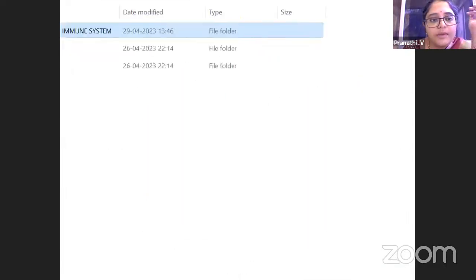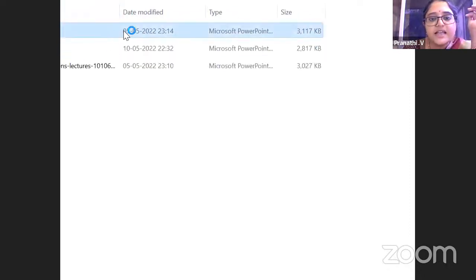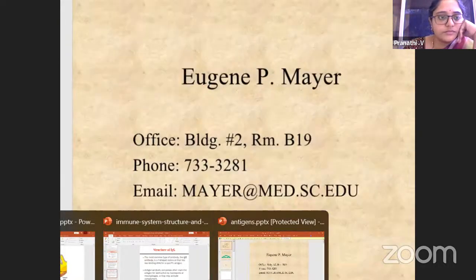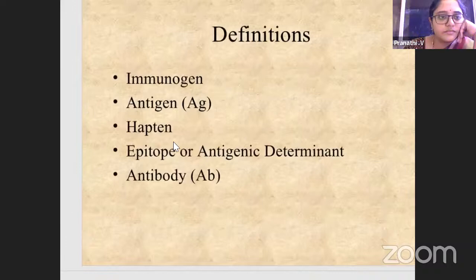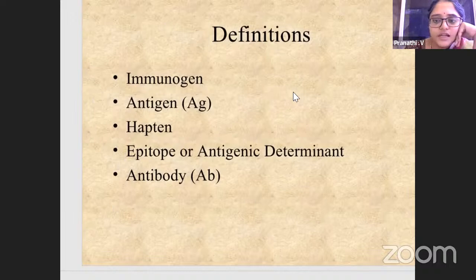Now I want to talk about basic antigens. We have antigens right now, so I will list it. When it comes to the definition of antigens, we see that antigens have different kinds. They are known as haptens, epitopes, or antigenic determinants, and antibodies that are present basically.